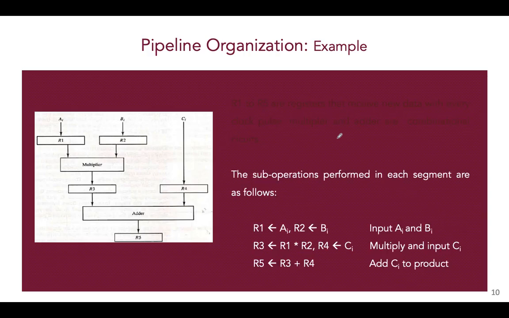What sub-operations are being performed in each of the 3 segments of this pipeline? First, you can see A1 and AI and BI for each value of I from 1 to 7 go into R1 and R2. R1 and R2 are then multiplied using this multiplier. The result is stored in R3, and at the same time you can see in this segment R4 is also receiving whatever input it was supposed to receive. And finally, the contents of R3 are added with the contents of R4, so we can execute the equation AI into BI plus CI. So these are the sub operations that are performed in each of the segments of this specific pipeline.